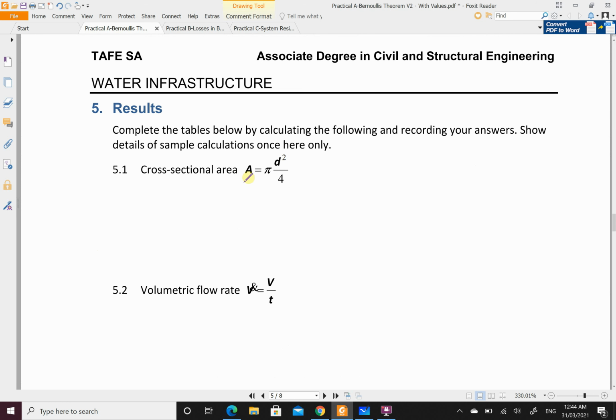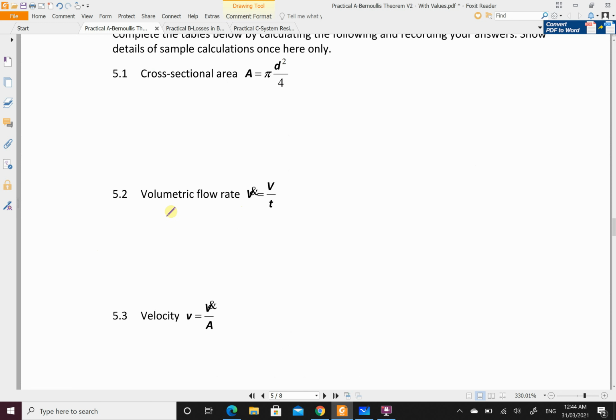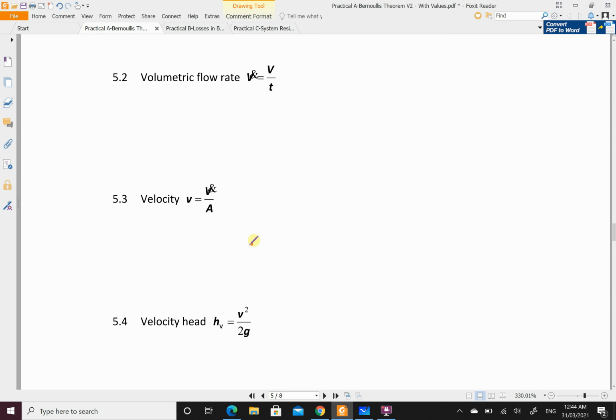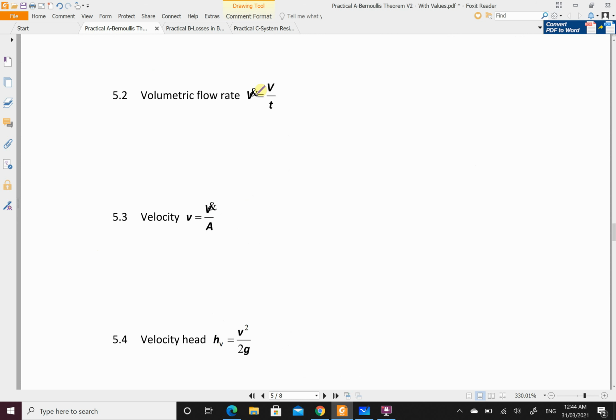Results. Alright, so cross-sectional area, pi d squared on 4. In our results page, you need to put one sample calculation in here. Same with the volumetric flow rate, velocity, velocity head. I'm not certain as to why I'm getting these here, but it should appear correctly on yours. If it doesn't, please let me know.